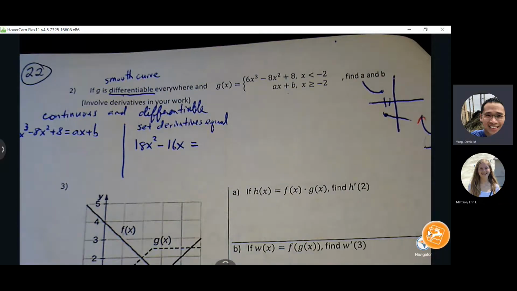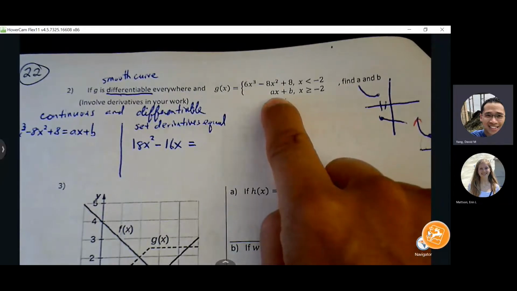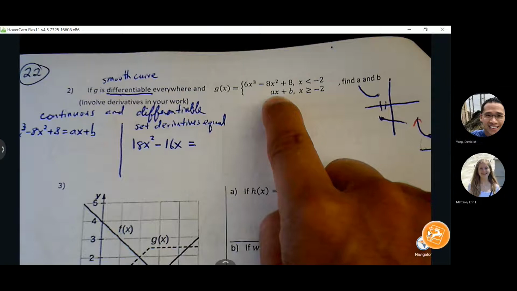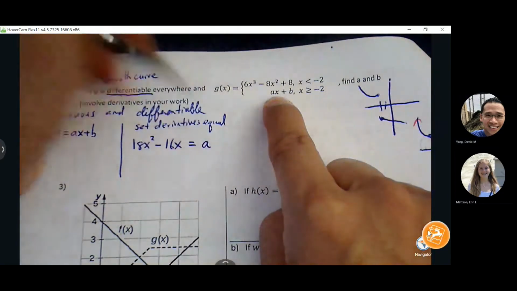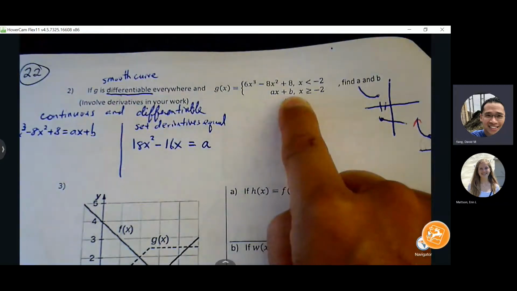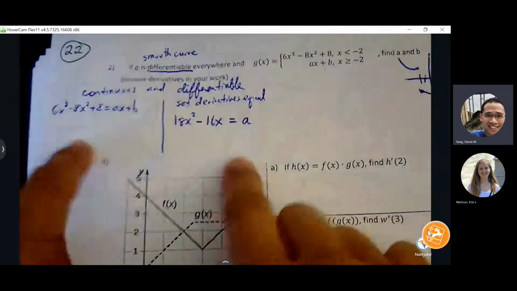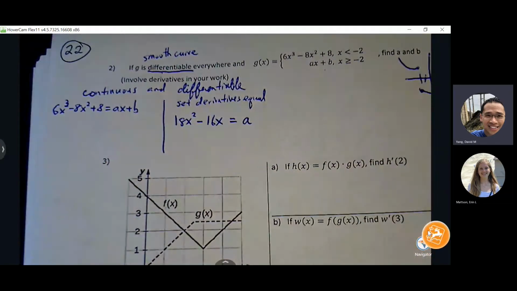Okay. Now let's find the derivative of the second equation. Now remember, you're going to treat a and b like constants. Treat a and b like you would if it was like a 5 or 6 or a 9. So what's the derivative of ax? Just a. And what's the derivative of b? 0. Okay. So we have two equations, and now we just want to figure out a and b.